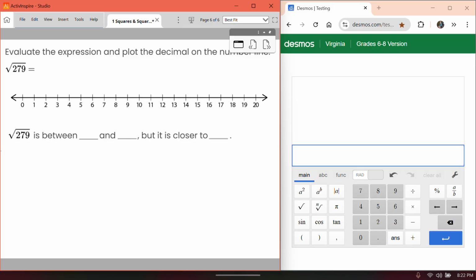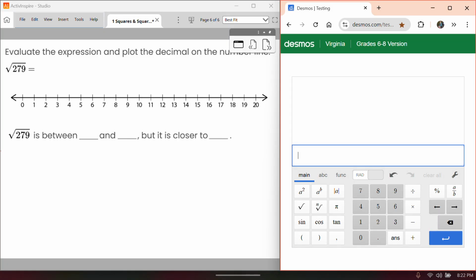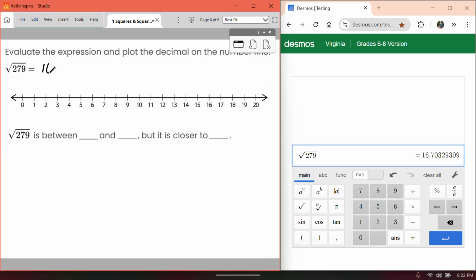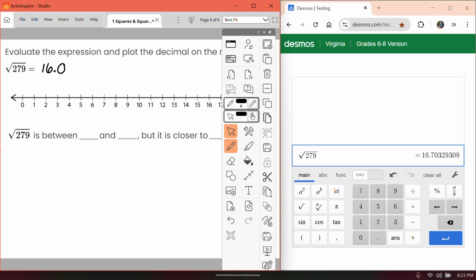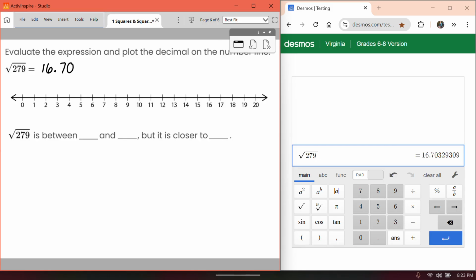Evaluate the expression and plot the decimal on the number line. So this time we've got the square root of 279, which is 16.70. And I'm actually going to stop writing there. I'm going to be a little bit lazy this time and I'm not going to keep going. Okay, I'm going to plot it on my number line. So it is bigger than 16, not quite to 17.